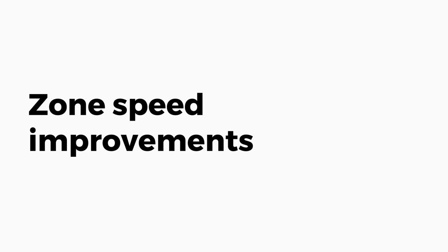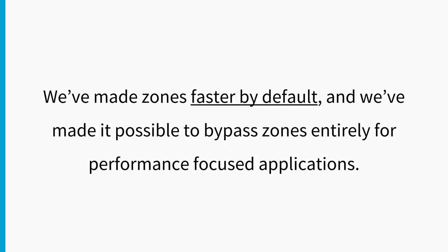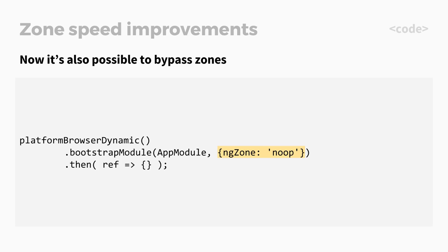Zone speed improvements. We've made zones faster by default, and we've made it possible to bypass zones entirely for performance-focused applications. Nothing more to add here. Just an example of how to activate the bypass for zones. As you see, it's really simple. Let's get an overview about the features.